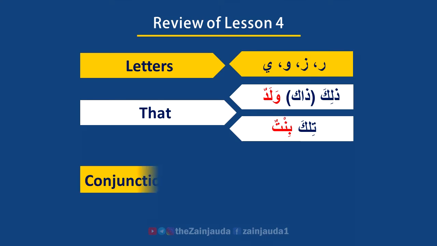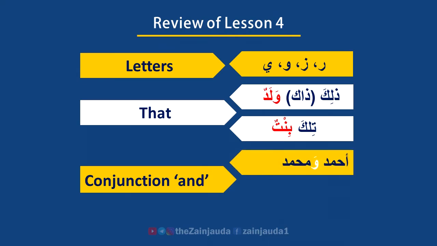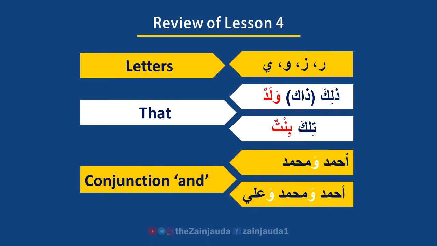The second point we had in the grammar zone was the conjunction article and, or in Arabic, wa. When connected to words, we simply add wa before the second one and say, for example, Ahmed wa Muhammad. And when we want to list a group of words, we add wa before each next word and say, for example, Ahmed wa Muhammad wa Ali. This is a quick review of lesson number 4.